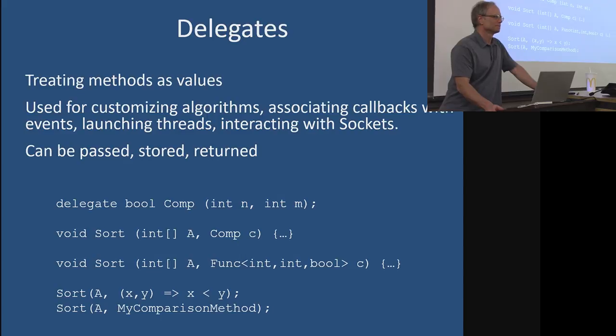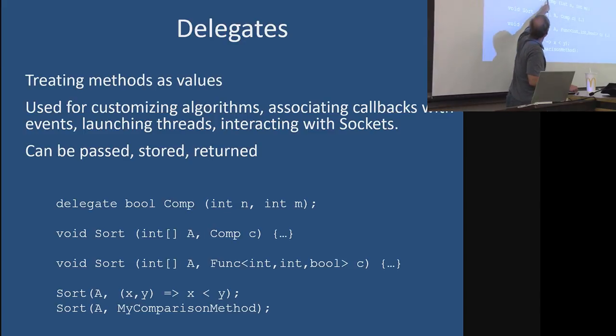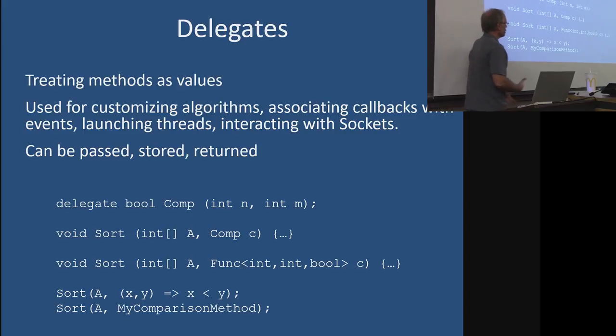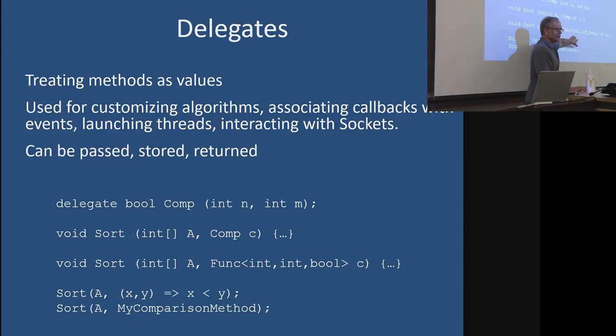On the first line, we have delegate bool comp, and that defines a delegate type. This is just declaring a type. So now in the future, you can use comp to stand for the type of a method that takes two ints and returns a boolean. And on the third line, we have the function inline. That's basically the same thing, only one's done inline, the other one's done out. Right. So if you're only going to use it once, maybe that's better. If you're going to use this a lot of times, maybe you want to name it and use the name.